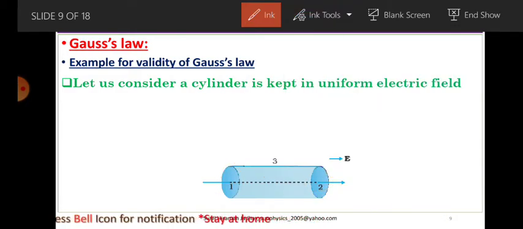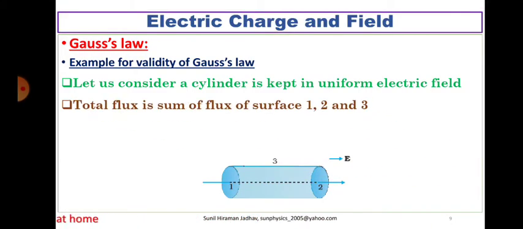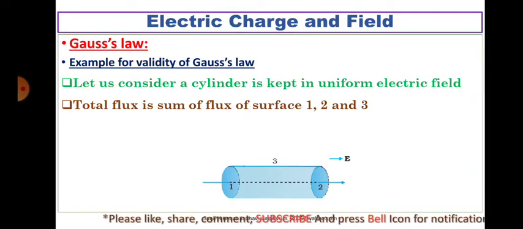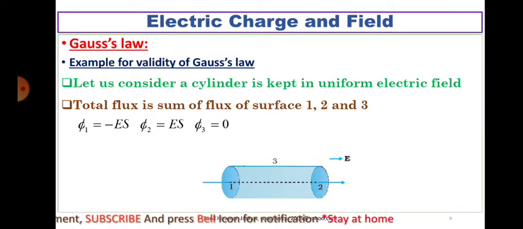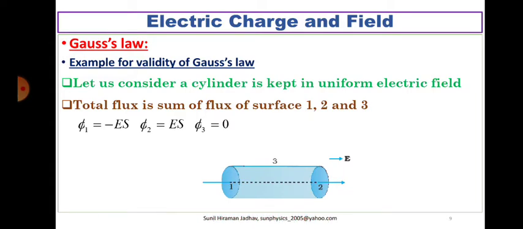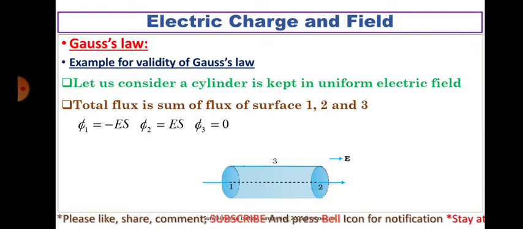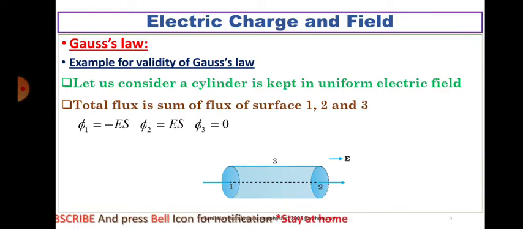Now the total flux is the sum of the flux of surfaces 1, 2 and 3. If I take the flux for each area, the flux phi 1 will be equal to, suppose, minus ES, where S is the surface area of area 1. Phi 2 I can take as ES, and phi 3 will be taken as 0.